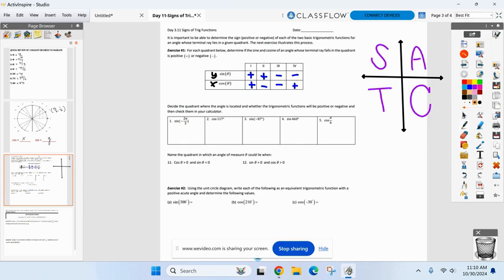Everything is positive in the first quadrant, sine in the second, tangent in the third, cosine in the fourth. Now, a little way to remember these letters in the order. Ready? All students take classes. Okay? All students take classes, or whatever one you want to, all right, remember.